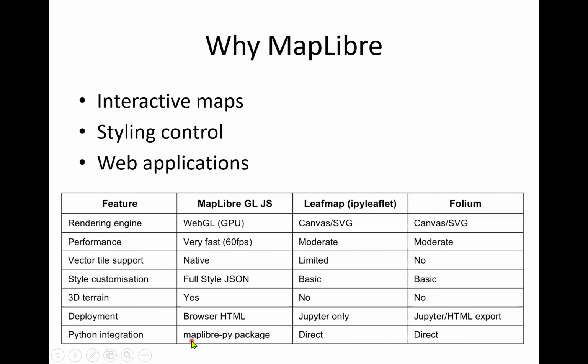So this is not originally Python native; it is mostly based on JavaScript, right? So this is an advantage: it uses the GPU, vector data, and full styling control, whereas the others hide complexity or give limited control, right? So these are the reasons why we are going to use MapLibre.